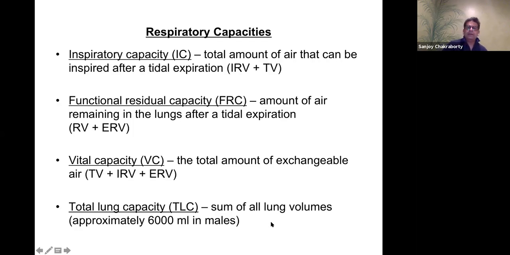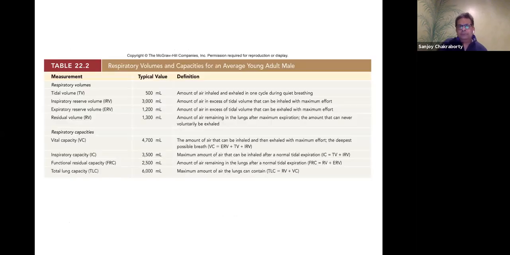Finally, total lung capacity, meaning the maximum amount of air your lung can hold. It's more than 6 liters. That's the maximum, so when you take a deep breath, that is the amount in your lung. It's called total lung capacity. Now, not only do you need to know the definitions, but also the values. So you need to practice. You need to write them down a couple of times whenever you get a chance.